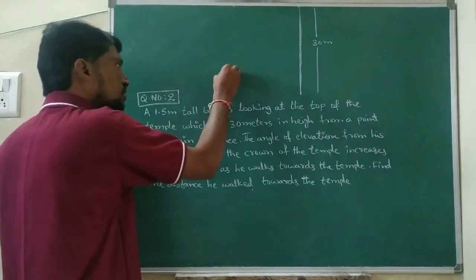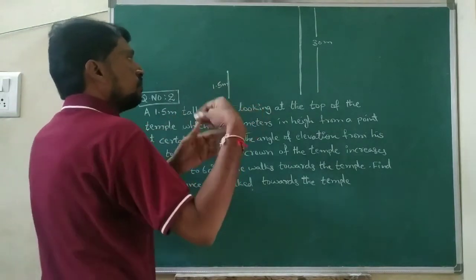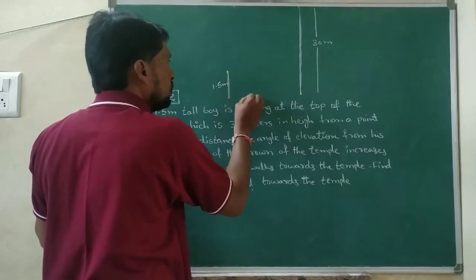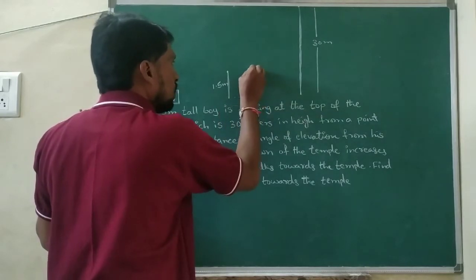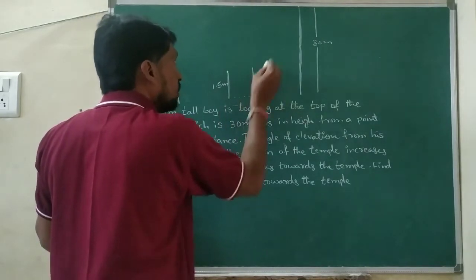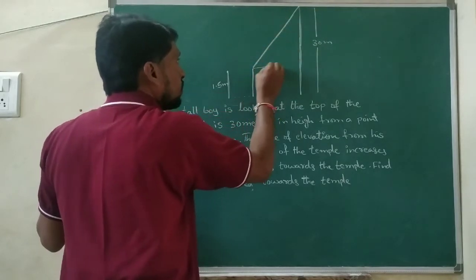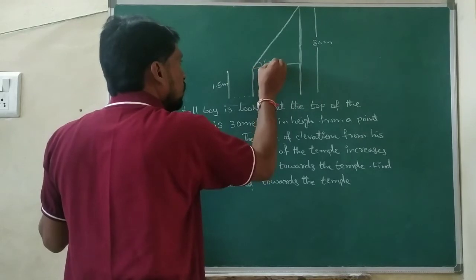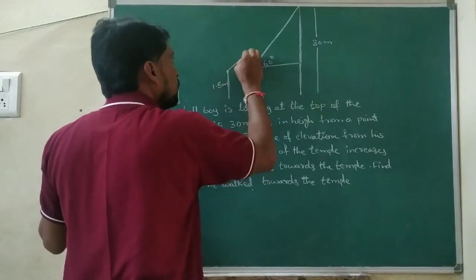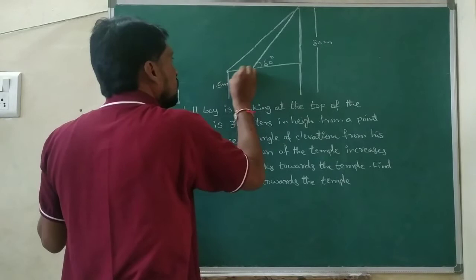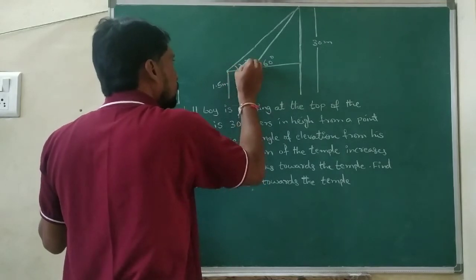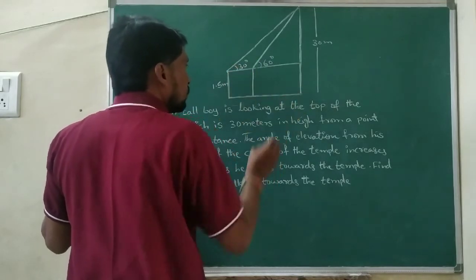So the first observation point is here, and from here he walked some distance, like this. After that he observed the top of the temple, and it makes a 60 degrees angle. The first observation point makes a 30 degrees angle. So this is the base.